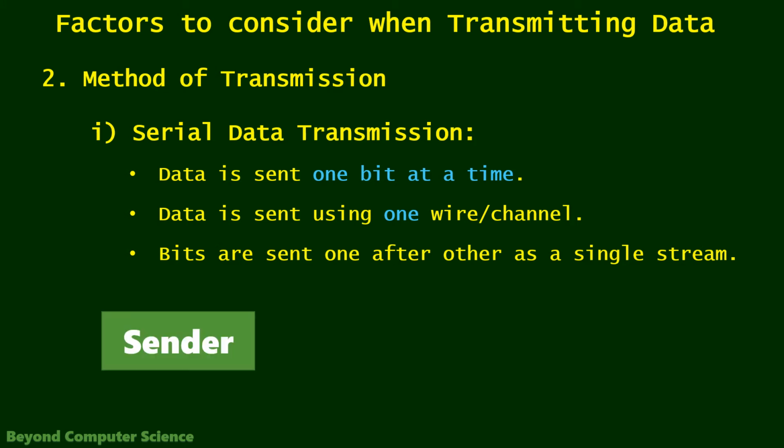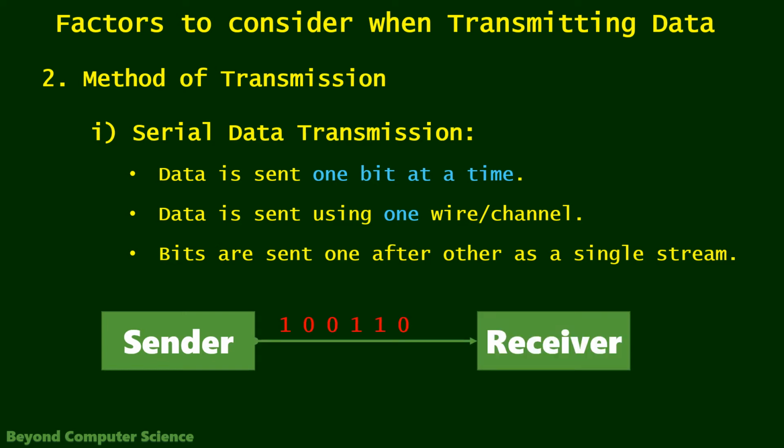For example, you have a sender device, and from the sender device data is being sent to the receiver device one after another. Bits are being sent from sender to receiver one after another, and they are connected with only one wire or channel. Obviously, this is going to be a slow method of transmitting data. It will take a lot of time to send bits one after another.